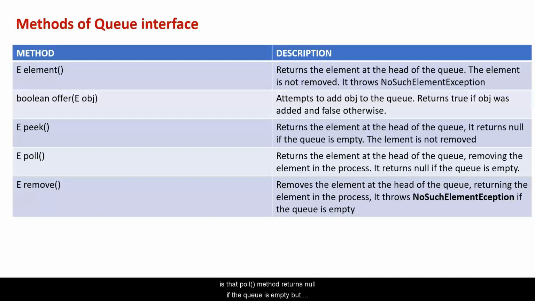The difference between them is that the poll method returns null if the queue is empty, but the remove method throws an exception. Third, there are two methods, element and peek, that obtain but don't remove the element at the head of the queue. They differ only in that the element method throws an exception if the queue is empty, but the peek method returns null if the queue is empty. Finally, notice the offer method, which only attempts to add an element to the queue. Because some queues have a fixed length and might be full, offer can fail. It does not throw an exception, but returns false if it fails to add an element.